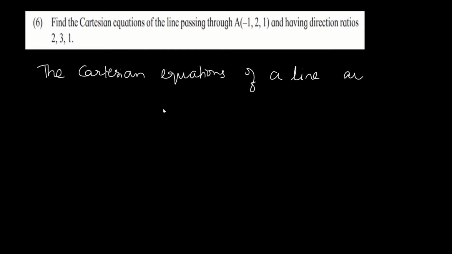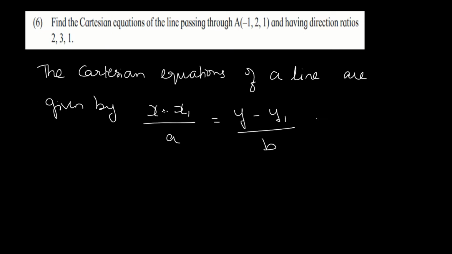Remember, Cartesian equations of the line, because we cannot have a single equation. The Cartesian equations of the line are actually given by x minus x1 upon a is equal to y minus y1 upon b is equal to z minus z1 upon c.